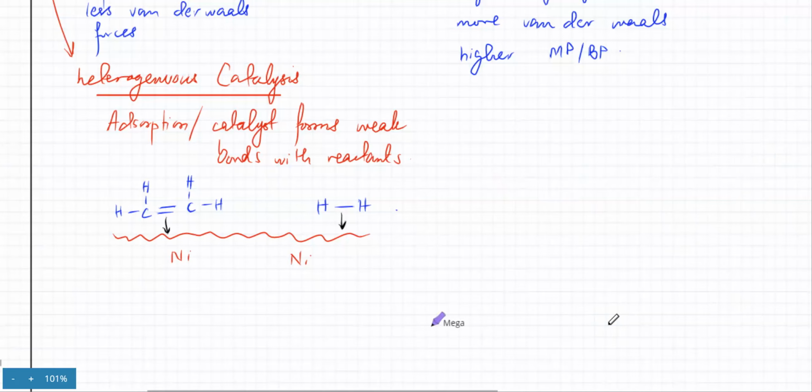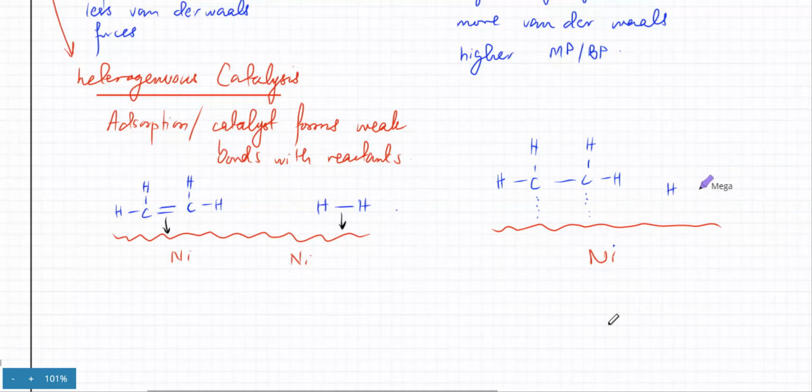So the next step is, how would adsorption happen? The nickel catalyst would slightly start pulling the electrons. So the double bond in the molecule would change into a single bond, and the pi electron cloud would be attracted to the nickel catalyst over here. And the same would happen to an H2 molecule. The electrons which were previously being shared between the two atoms are going to be pulled towards nickel. So that's how weak bonds are being formed.